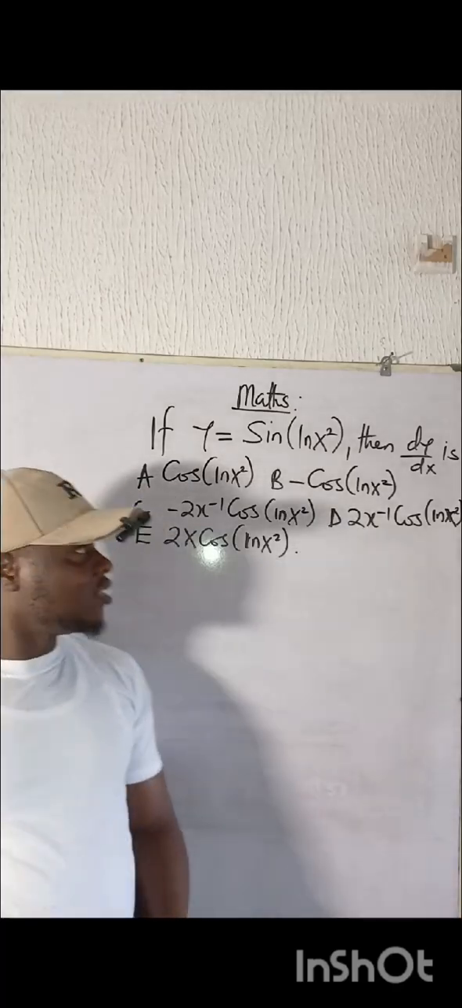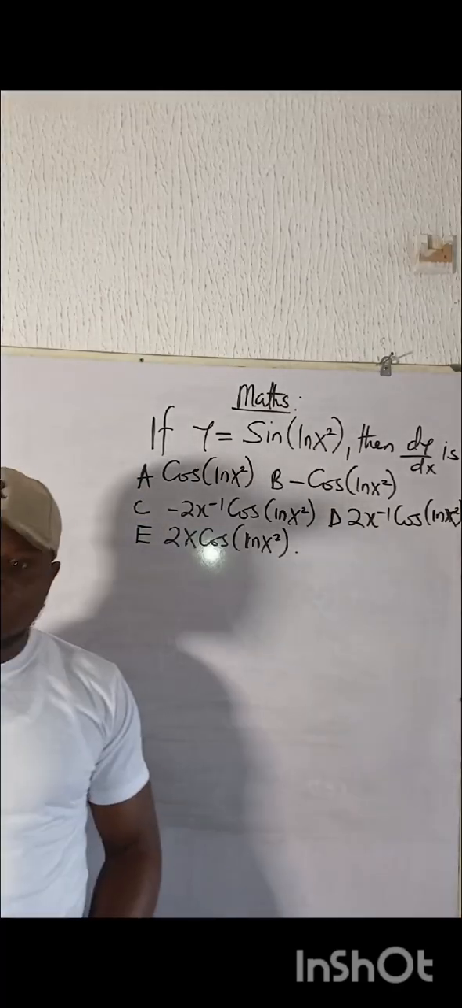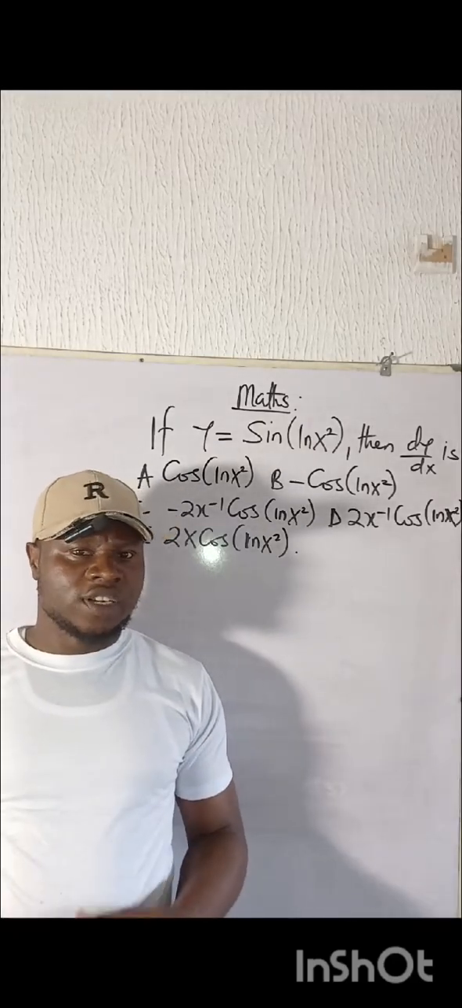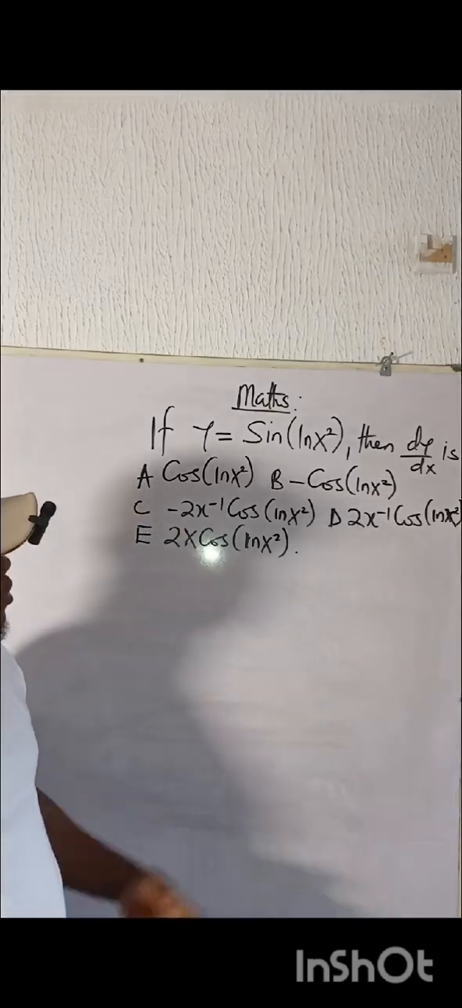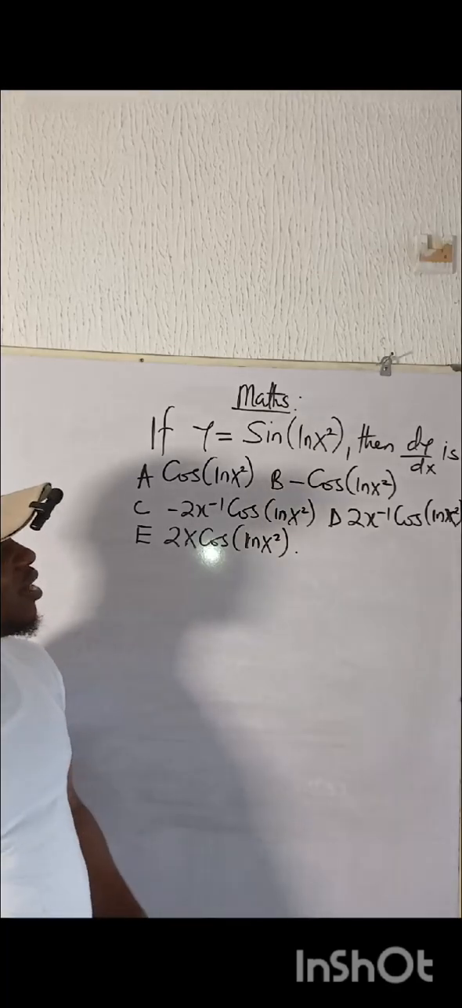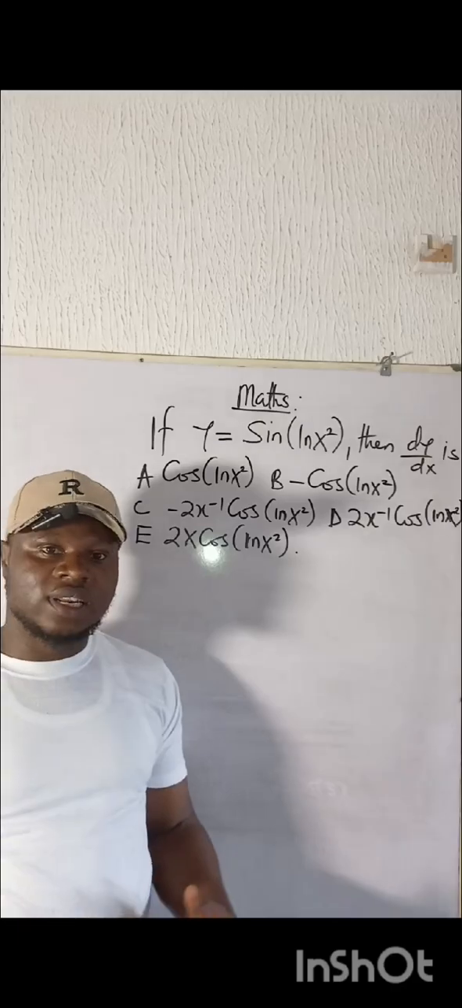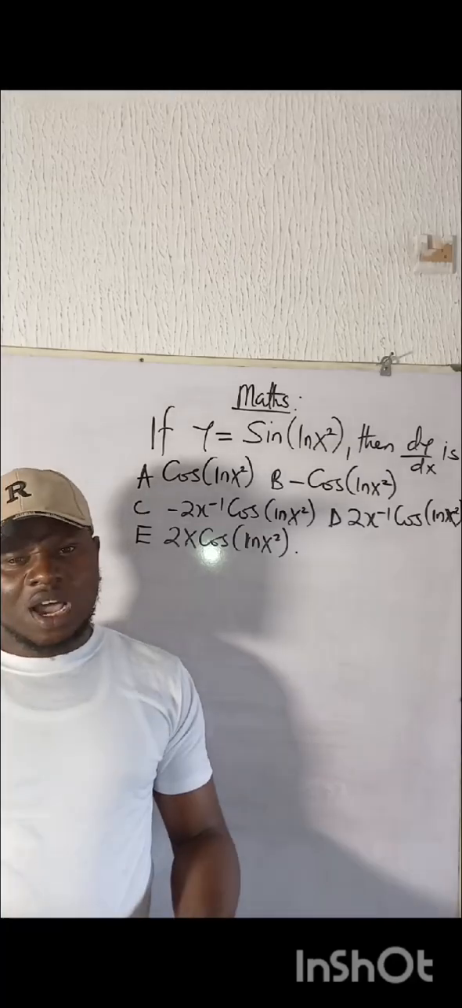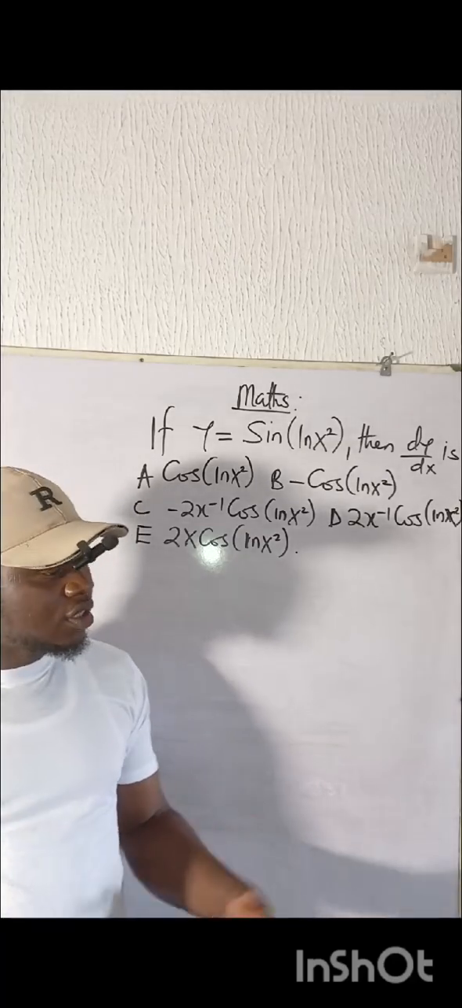Today, I am going to answer this problem that we have on the board, and the question is coming from differentiation. I am going to provide a short trick to solve this problem. The question says: if y is equal to sine of ln x squared, then find dy/dx. How do we solve a problem in this form?